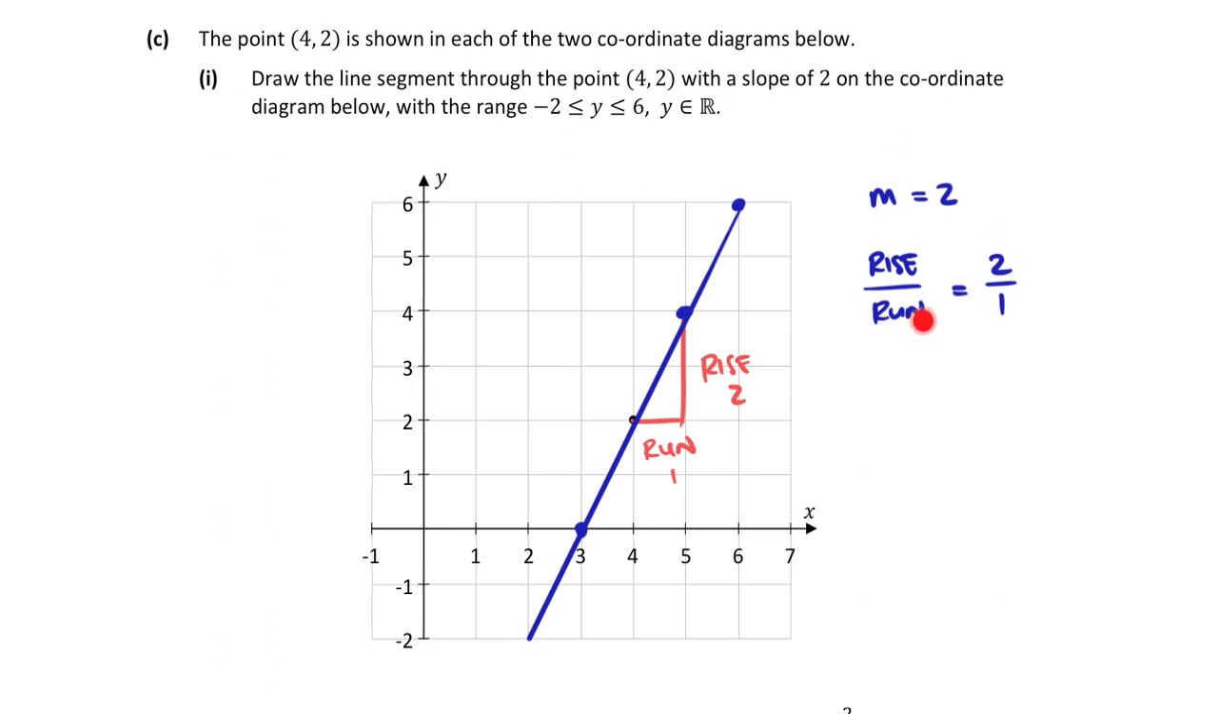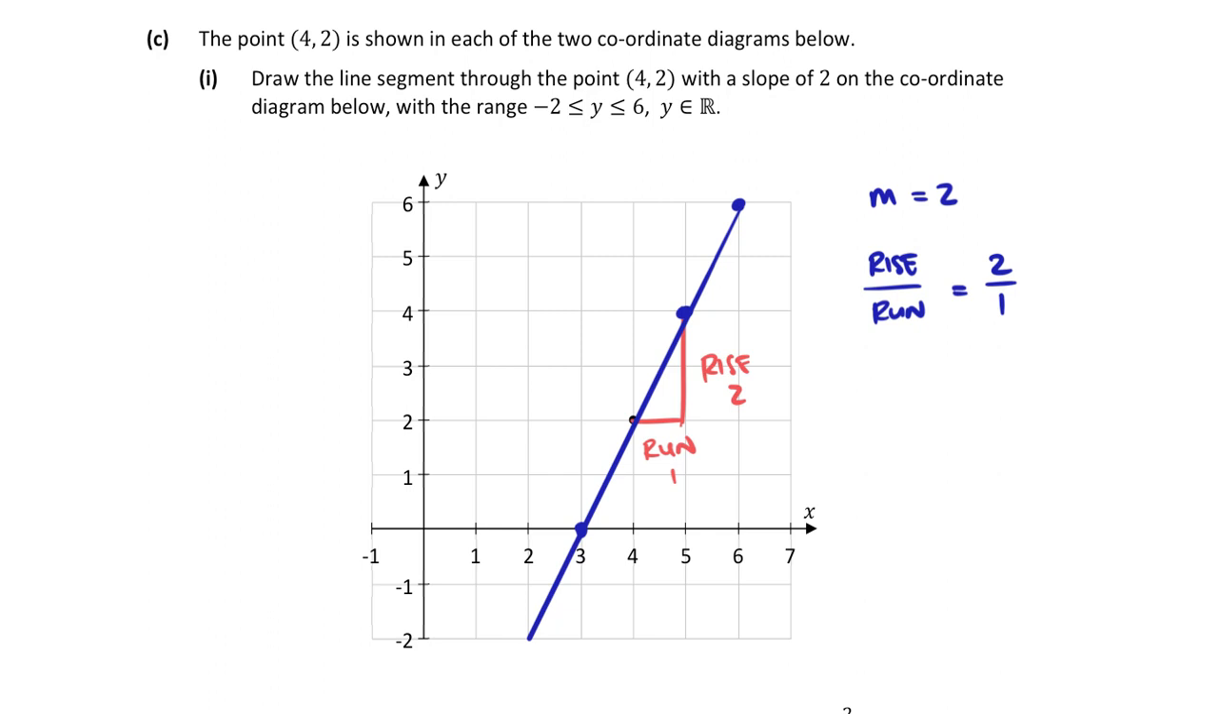So that means we're going to be running across 1 and we're going to be rising up 2. So running across 1, rising up 2. Same again, run across 1, rise up 2. You could also work backwards and instead of rising up 2, you can go down 2 and run across 1, down 2 and run across 1. And that there gives us a line.